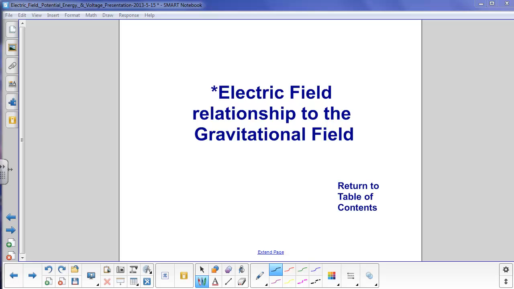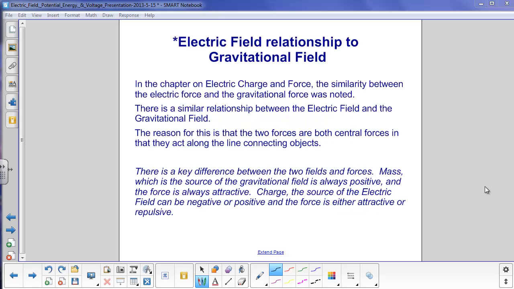This is an interesting chapter and a pretty short one. It's marked with an asterisk, so it's not mandatory, but it is very interesting as it shows the relationship of the electric field to the gravitational field. When we talked about electric charge and force, we noticed how similar that was to the gravitational force. There is a similar relationship between the electric field and the gravitational field.